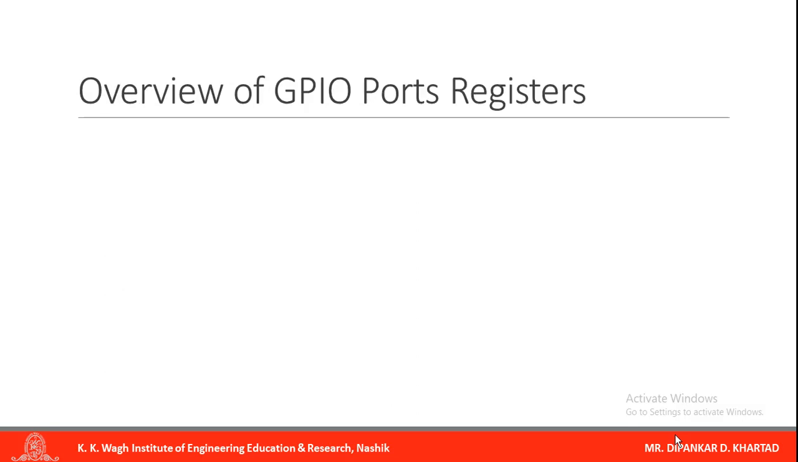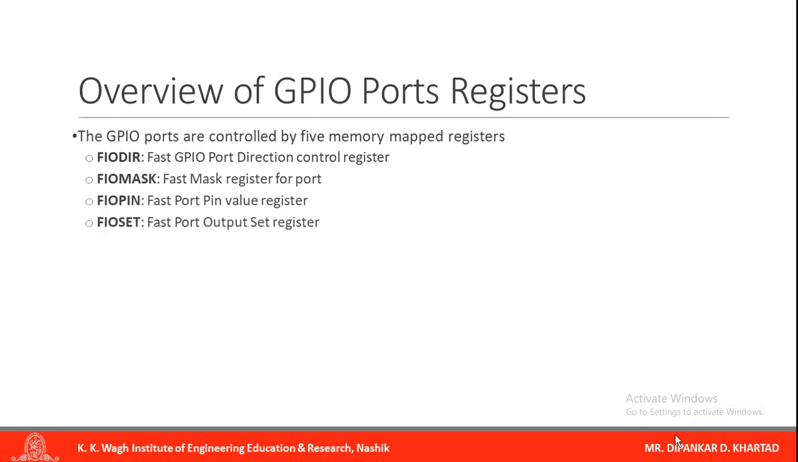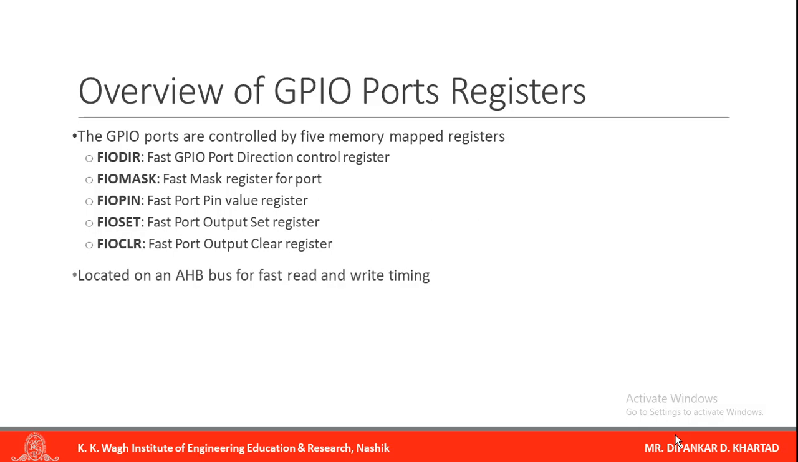Let's have a look at the overview of GPIO port registers. The GPIO ports are controlled by 5 memory mapped registers. First one is fast input output direction, so it is the direction control register. Then the fast input output mask register, the fast input output pin value register, then the FIO set output set register and FIO clear. These are the 5 registers of GPIO ports, and they are located on the AHB bus.